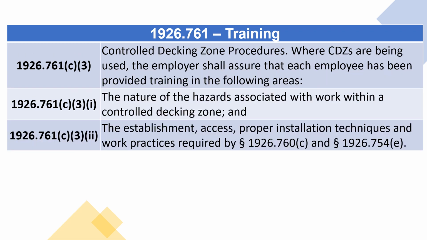1926.761 C3. Controlled decking zone procedures. Where CDZs are being used, the employer shall assure that each employee has been provided training in the following areas. C3 1 through C3 2. The nature of the hazards associated with work within a controlled decking zone, and the establishment, access, proper installation techniques and work practices required by Section 1926.760 C and Section 1926.754 E.